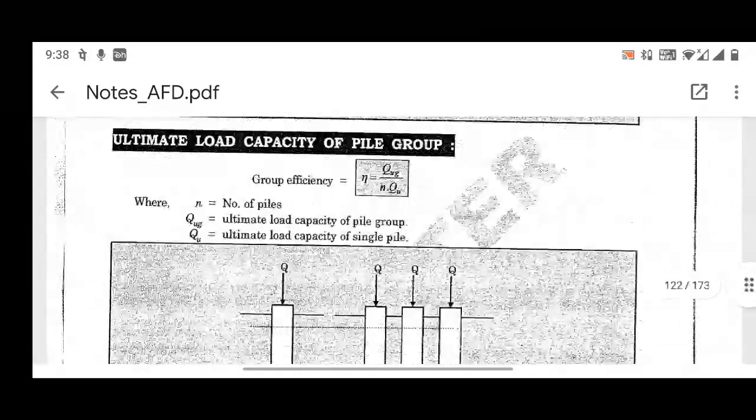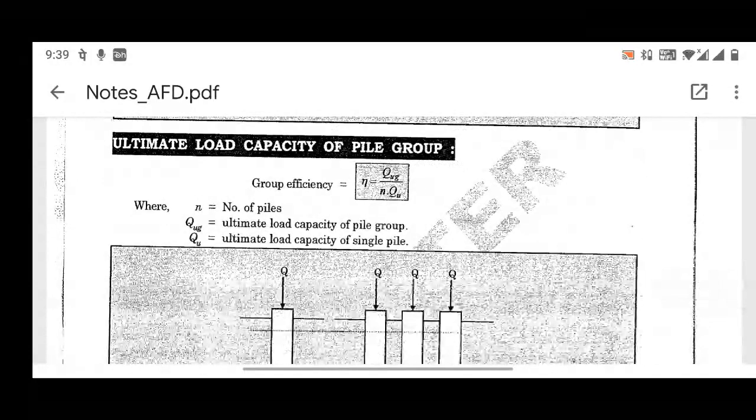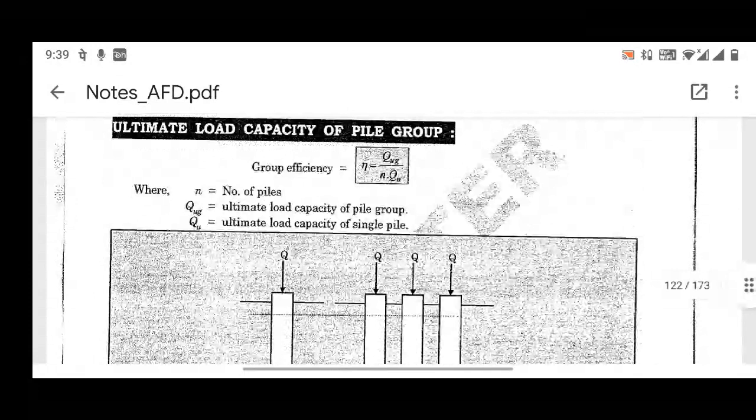Now, moving on from the ultimate load capacity of an individual pile, which means finding out the ultimate capacity of a single pile, the question arises: how will we compute the ultimate load capacity of piles in a group? So this part will explain everything about the estimation of ultimate load capacity for a group of piles. First, we'll discuss the group efficiency.